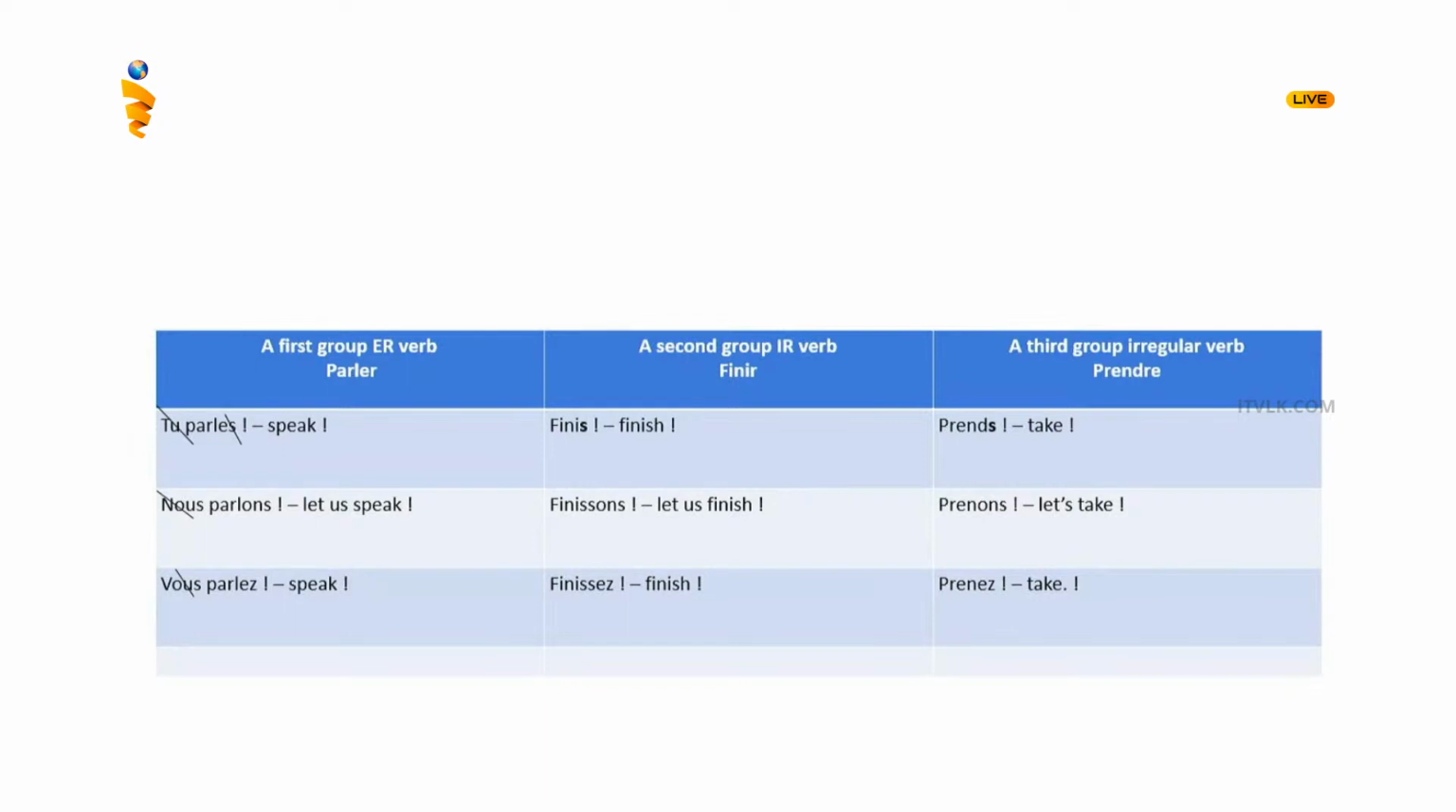So you see clearly here, when I conjugate the verb finir with tu, the last letter S is remaining. As well as prendre with tu, I have not removed the last letter S related to the conjugations of the verb prendre related to the subject pronoun tu. And also, we all see here that the exclamation mark is a must.